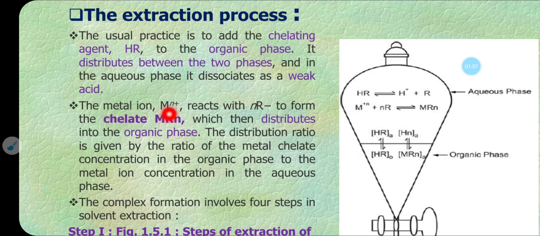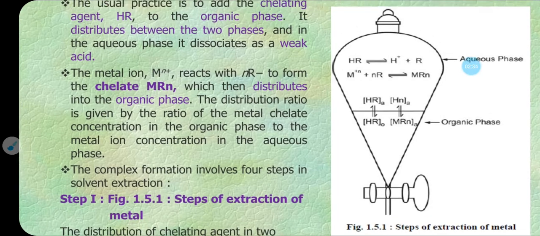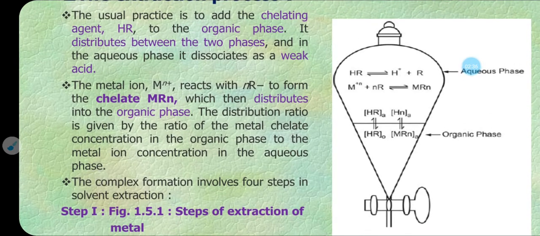The metal ion present in the aqueous phase reacts with R minus, the anion of the chelating reagent, to form a metal chelate, MR, which is then distributed into the organic phase. The distribution ratio is given by the ratio of metal chelate concentration in the organic phase divided by metal chelate concentration in the aqueous phase. So the whole process is summarized in 4 steps.